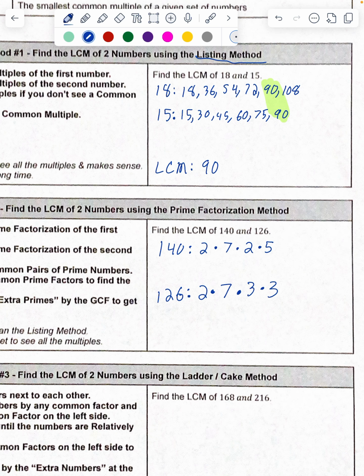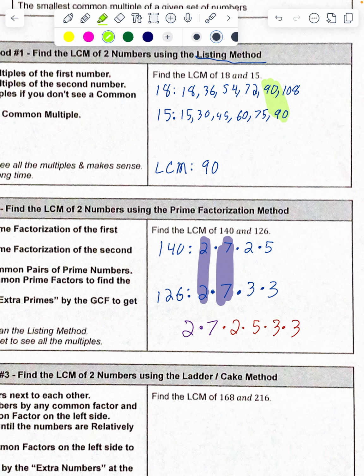Now, just like yesterday when we were finding the GCF, we find our pairs. In this case, it's the 7 and the 2. So that's going to be our 2 times 7. We're going to list our pairs, and then we're just going to write everything else that's left over. That's going to be times 2, times 5, times 3, and times 3.